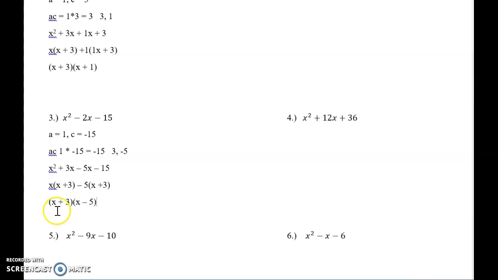And I noticed, just like yesterday, I talked about how they both need to be linear. They both need to be x to the first power. And I do have linear on both of those, so that works out nicely.